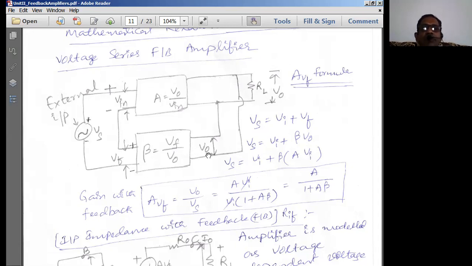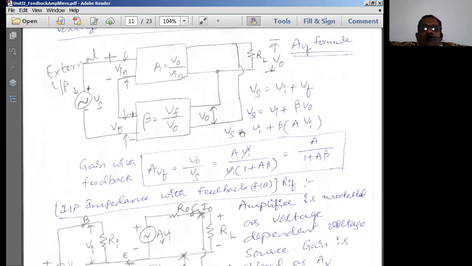Beta is equal to output by input. What is the output of this beta? Vf. What is the input of beta? V naught. So that is called the gain beta. From this I can write Vf is equal to beta times V naught. So substitute Vf is equal to beta times V naught, and I can write Vs is equal to Vi plus beta into V naught. From the amplifier gain, V naught becomes equal to A into Vi, so I can write A into Vi. So this is going to be the Vs equation.